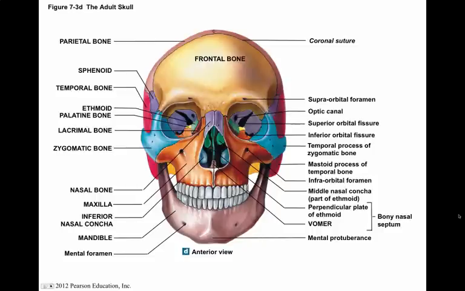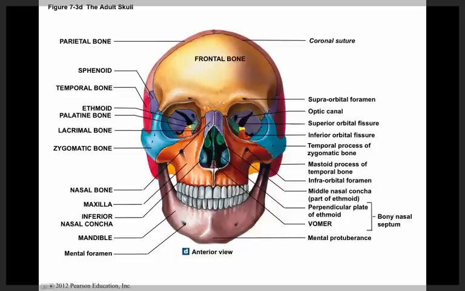We see these same bones on an anterior view. Here are the maxillary bones. Here is the mandible. Here we see the nasal bones. Here's the zygomatic bone, and we see the zygomatic bone also makes up part of this orbit in which the eye sits, which is called the bony orbit. And here is the lacrimal bone inside the orbit.